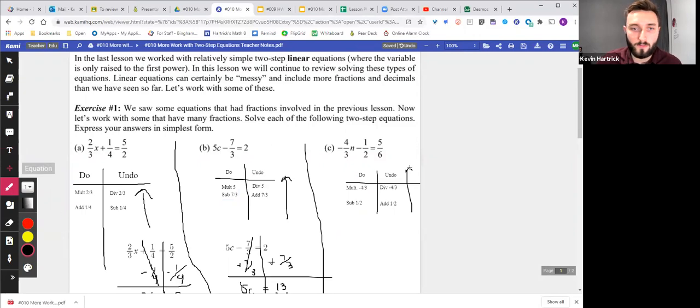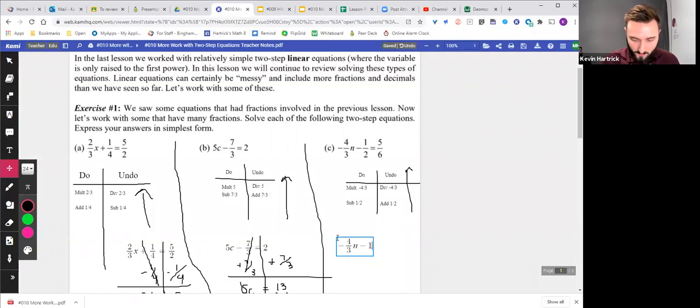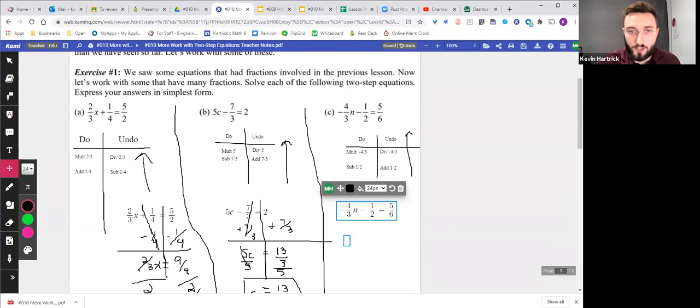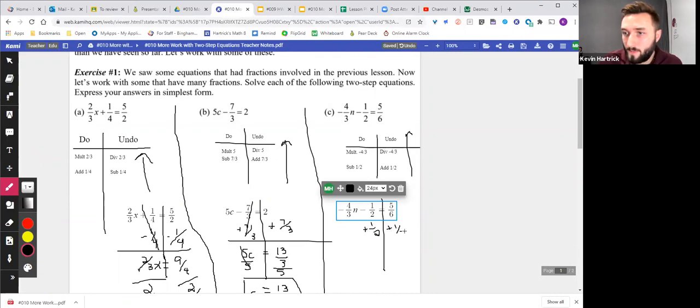Okay, so let's rewrite the equation. Negative 4/3 n minus 1/2 equals 5/6. Again, you're going to want to use that decimals calculator for sure. So first thing I'm going to do is add 1/2 to both sides. Okay, those cancel out. All I have left is my negative 4/3 n.